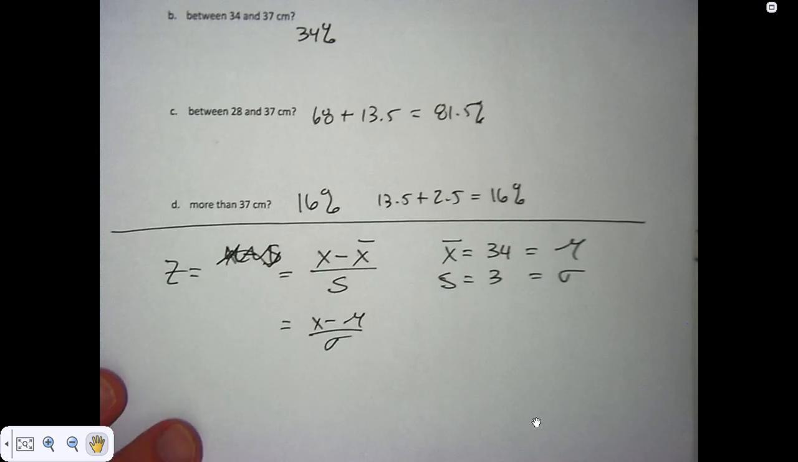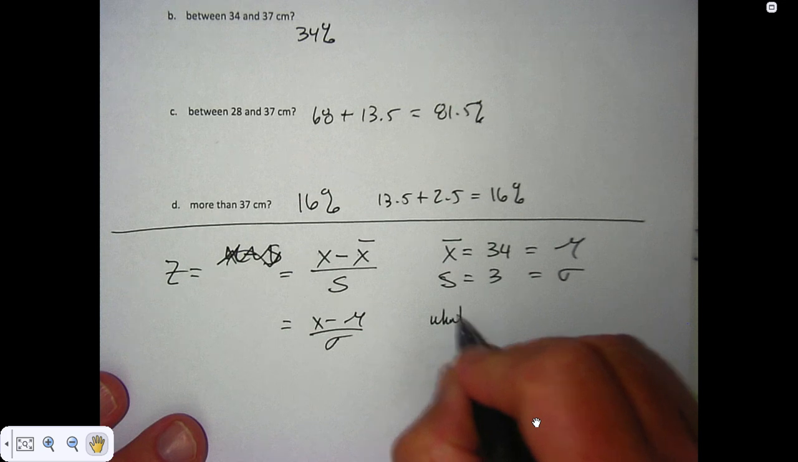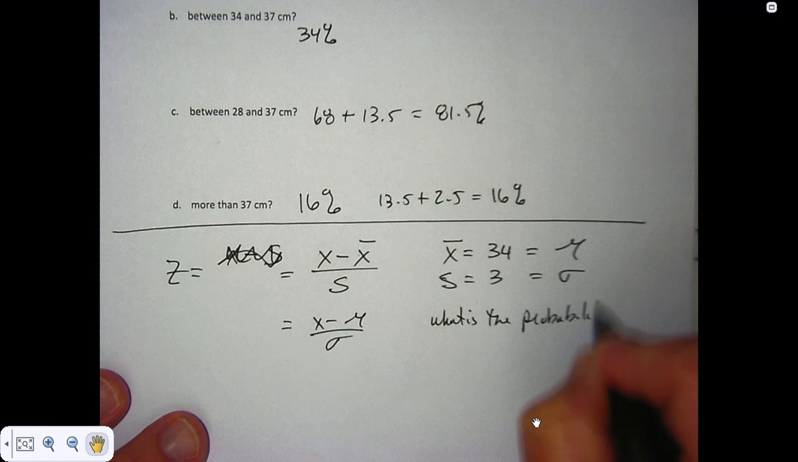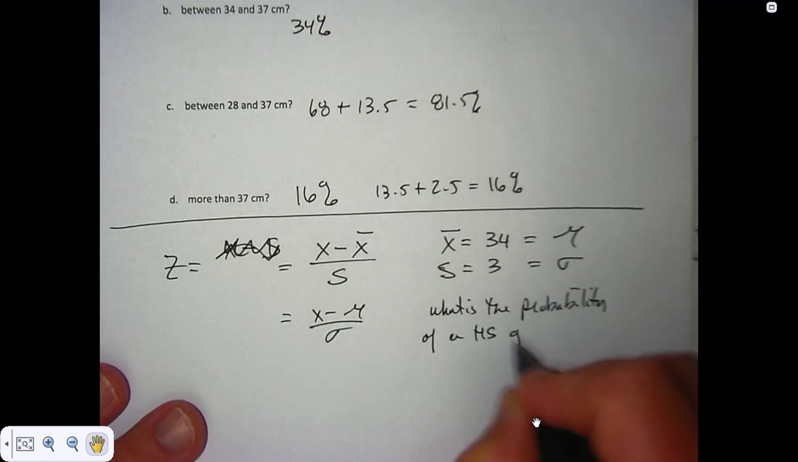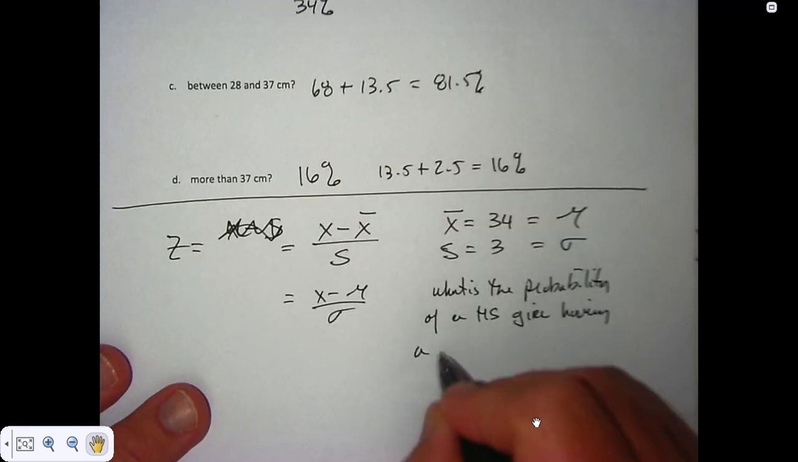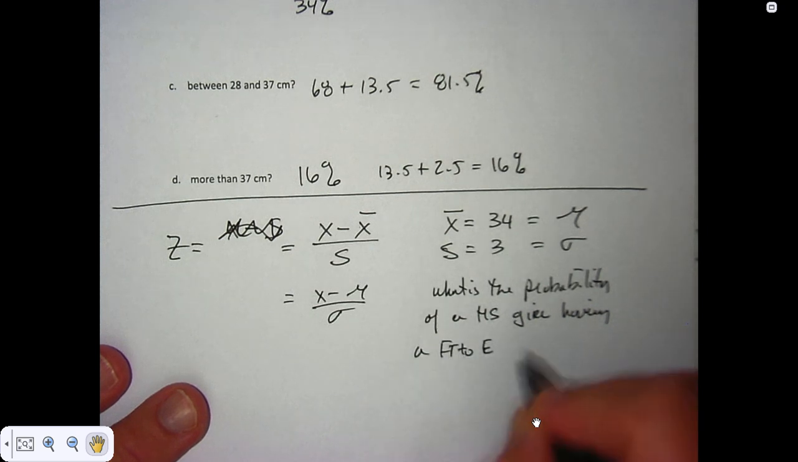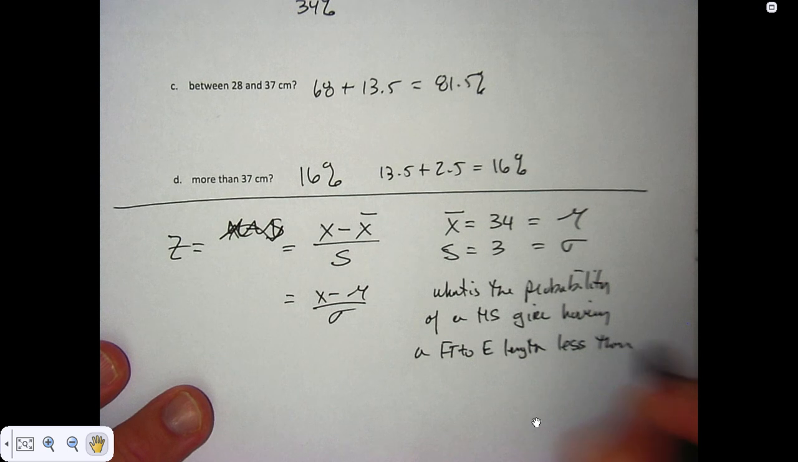Okay. So I want to know what's the probability of a high school girl having a fingertip to elbow, FT to E, fingertip to elbow length less than, let's say 35.